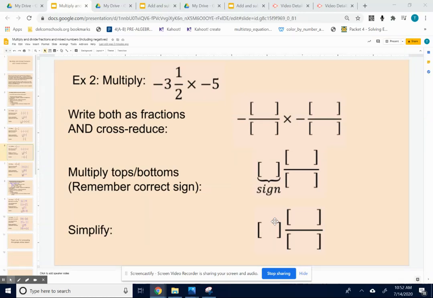Okay, let's do number 2 together. Example 2: we're going to multiply negative 3.5 times negative 5. This one's a little bit different because they are not fractions, so we need to turn negative 3.5 and negative 5 into fractions.